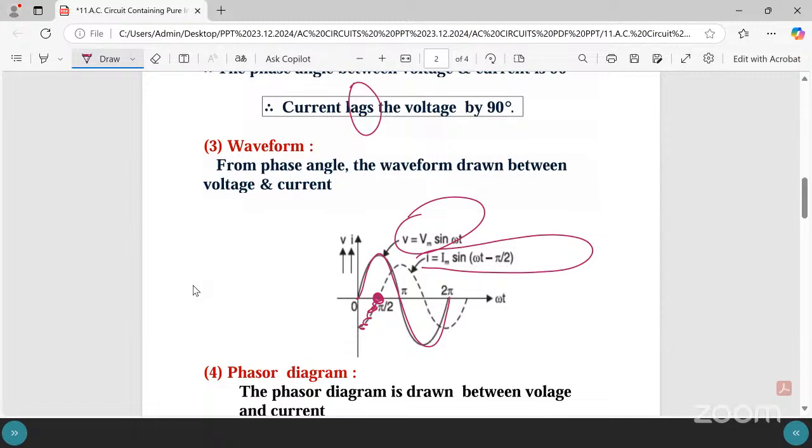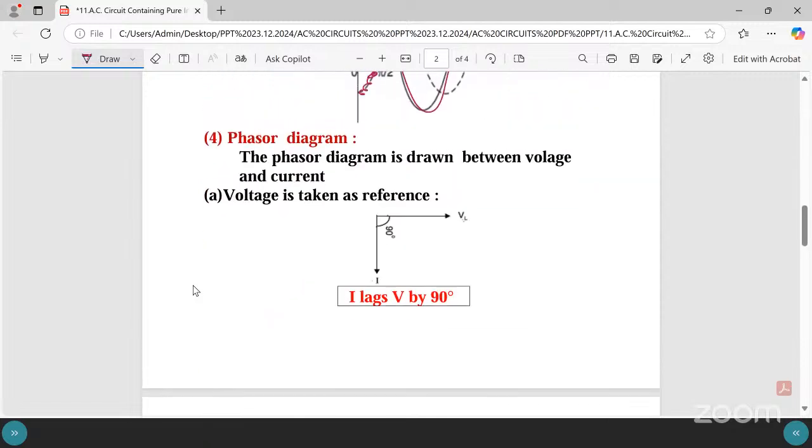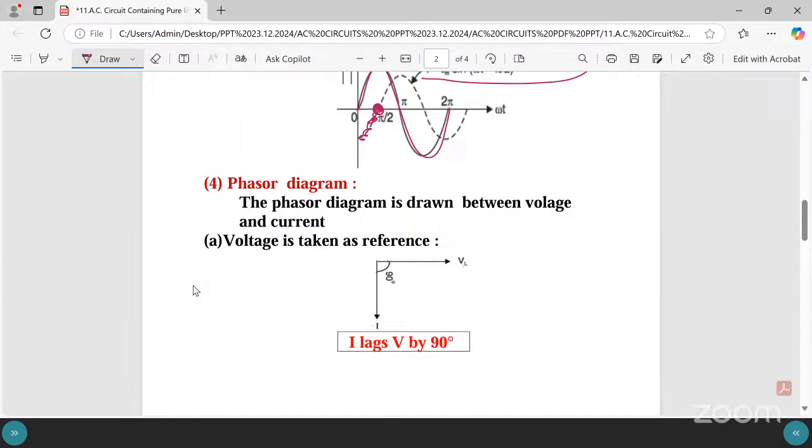Now the fourth result, the phasor diagram. Voltage is one phasor and current is the other. So now you have to remember the sentence. What is the sentence? Current lags voltage by 90 degrees. Where did we get this sentence? From result 2. Current lags voltage by 90 degrees.